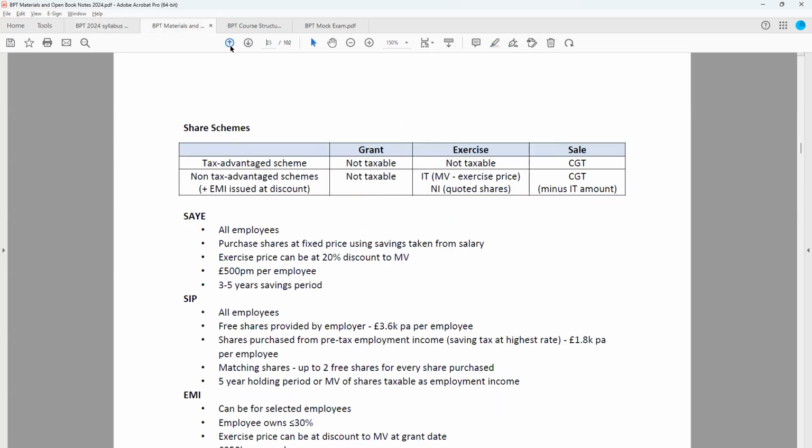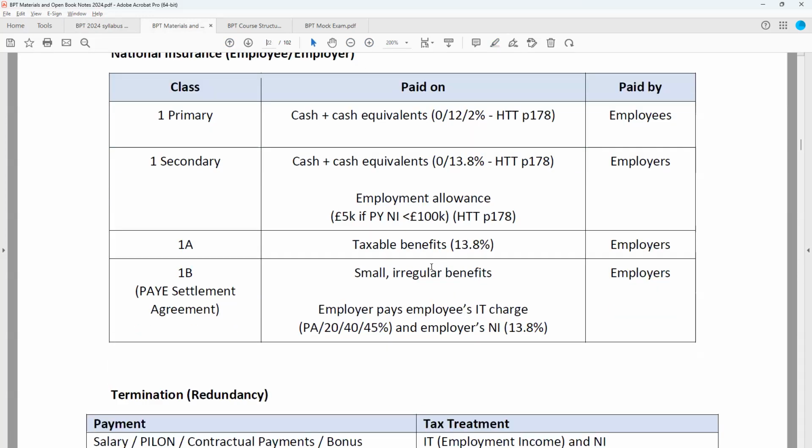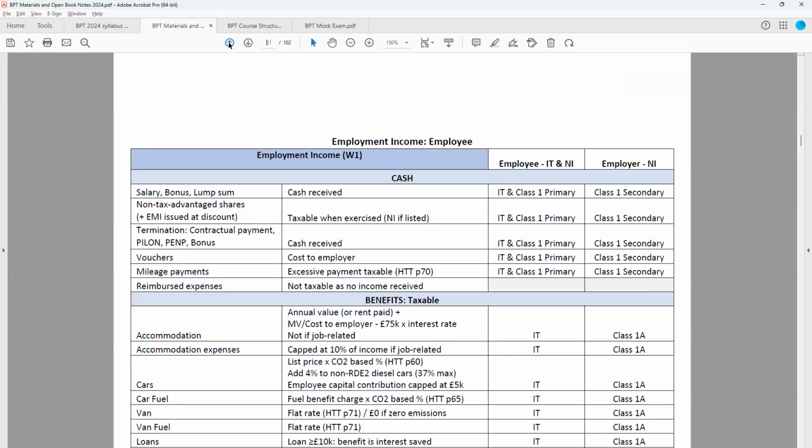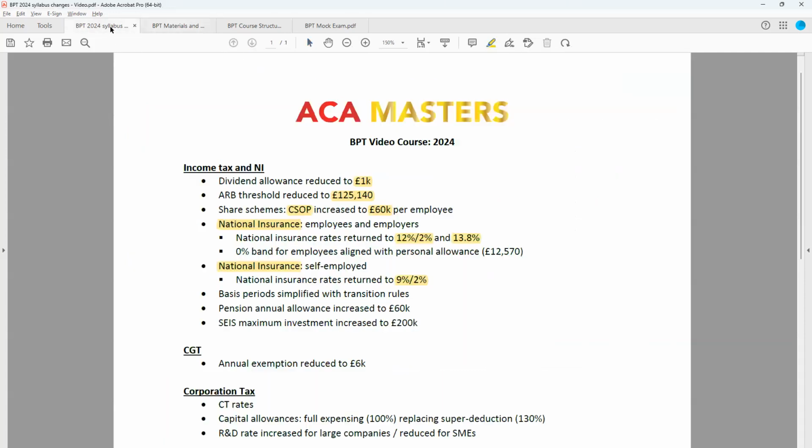But again, it's probably more important appreciating where and when they apply, like what they apply on: cash and cash equivalents, or taxable benefits? But you've got all these reminders here in the employment income section, and also in the trading income section as well. It's more about identifying when national insurance would be applicable. It's a very small tax, similar to VAT and stamp duty. The key is identifying in the exam where it would be relevant, and then if you are going to calculate the amount, you could look that up.